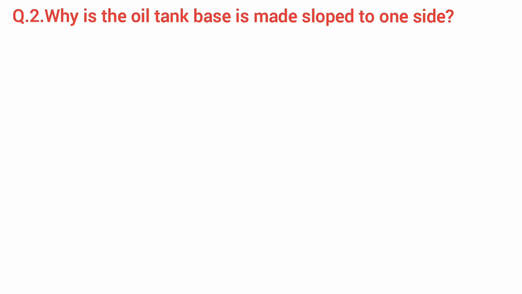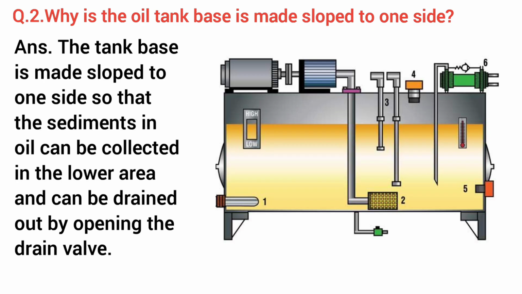Why is the oil tank base made sloped to one side? The tank base is made sloped to one side so that the sediments in oil can be collected in the lower area and can be drained out by opening the drain valve.